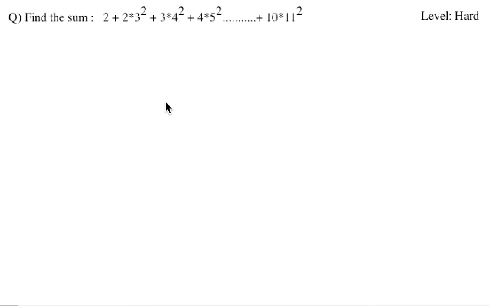We'll be looking at another question from the topic progressions. We have to find the sum 2 plus 2 into 3 square plus 3 into 4 square plus 4 into 5 square till 10 into 11 square. So pause the video, try it yourself, and in case you don't get it, then look at the solution.